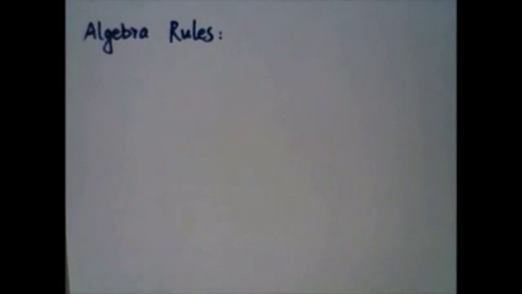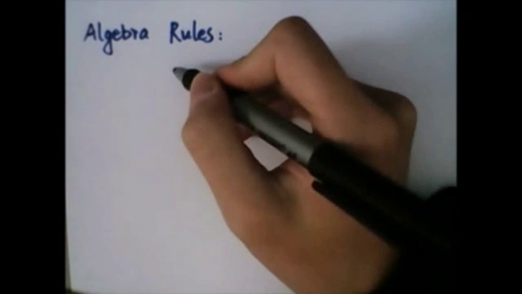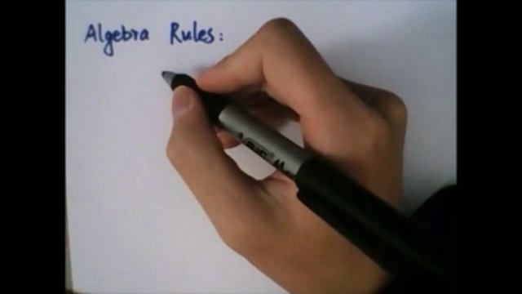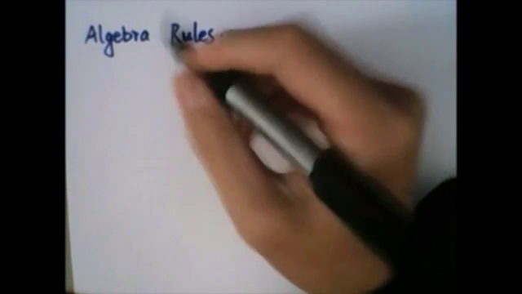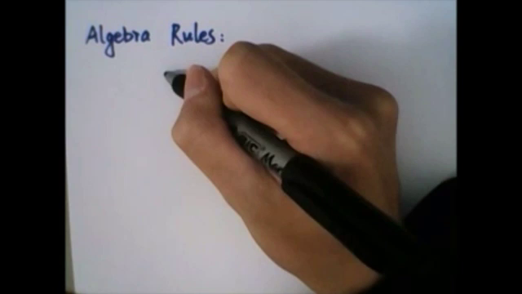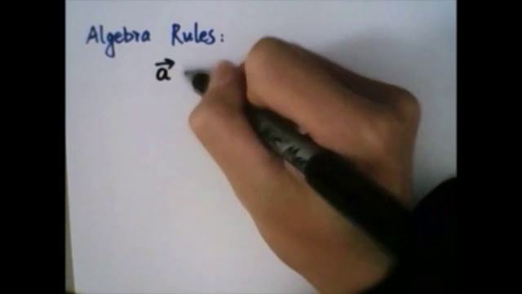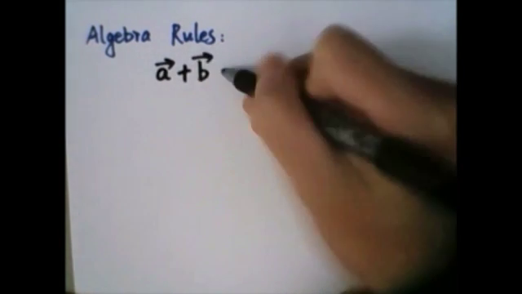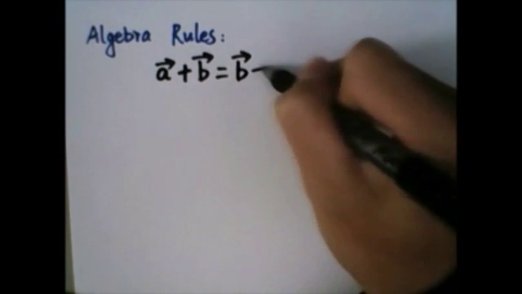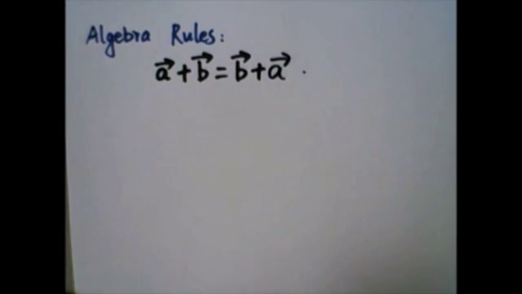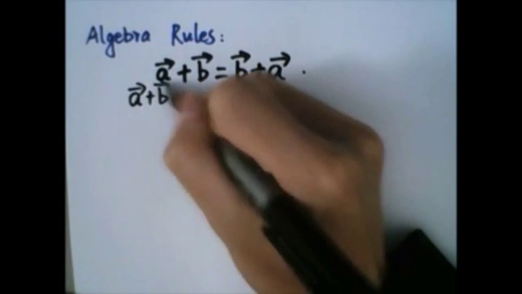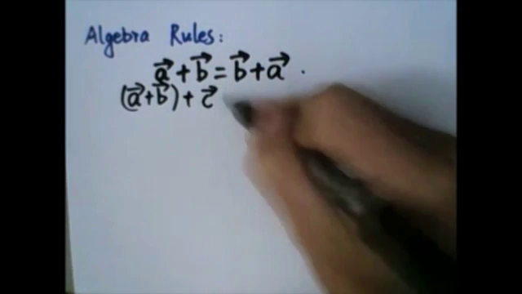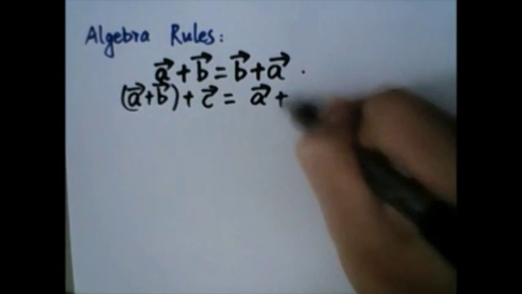Now let's move on to the algebra rules of vectors. The algebra rules of vectors are actually very similar to the rules of the real numbers. Vectors are commutative. This means vector A plus vector B is equal to vector B plus vector A. Vectors are also associative, so (A plus B) plus C is equal to A plus (B plus C).